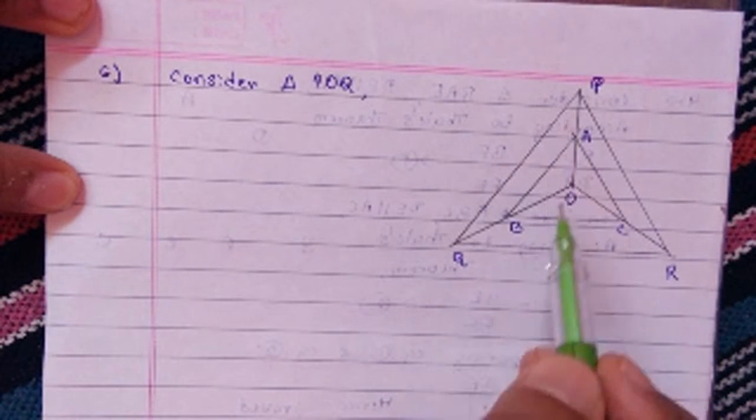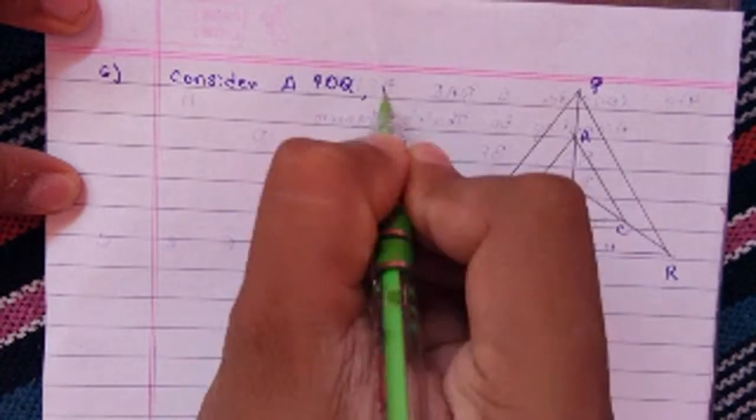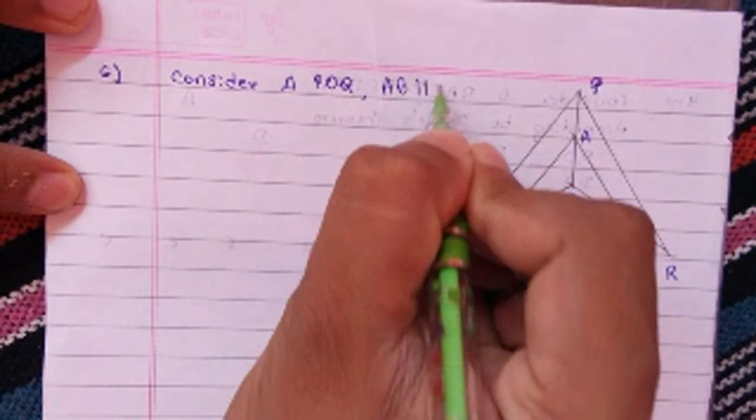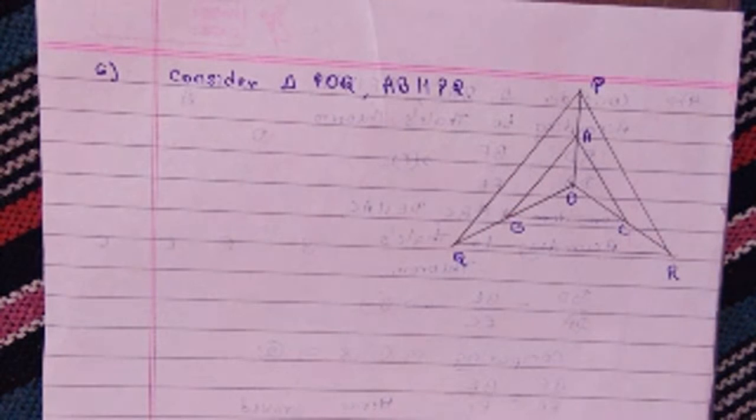In triangle POQ, which are the two parallel sides? AB is parallel to PQ. Okay, then according to Thales theorem, what is the ratio?